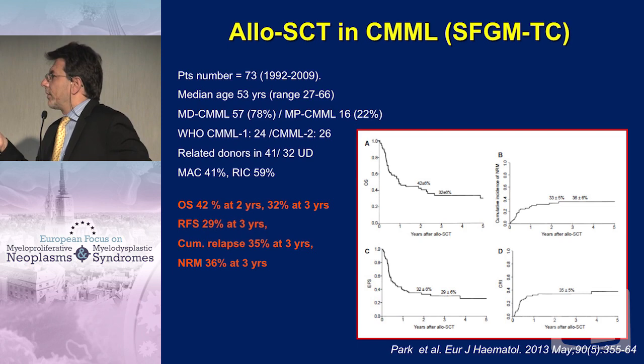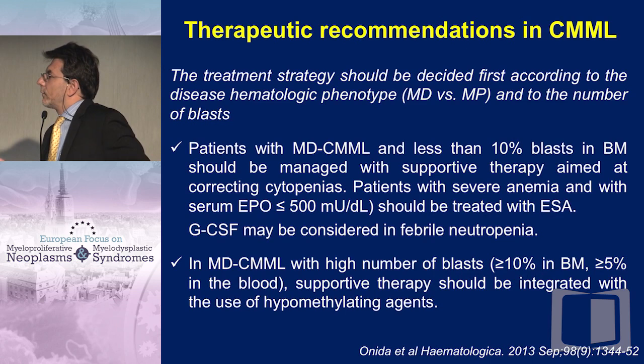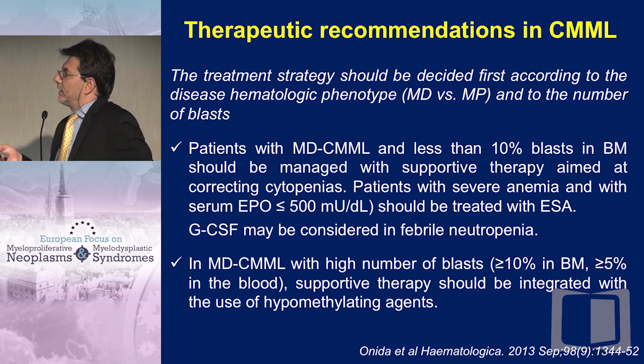So to conclude, what are the therapeutic recommendations in patients with CMML? Well, when we decide how to treat a patient, we first need to see if the patient is dysplastic or proliferative, and then what the number of blasts is. Patients with a dysplastic variant of CMML and a low percentage of blasts might be managed with supportive therapy aimed at correcting cytopenias. Patients with severe anemia and a low level of erythropoietin in the serum might be treated with erythropoiesis-stimulating agents, and G-CSF may be considered only for febrile neutropenia.